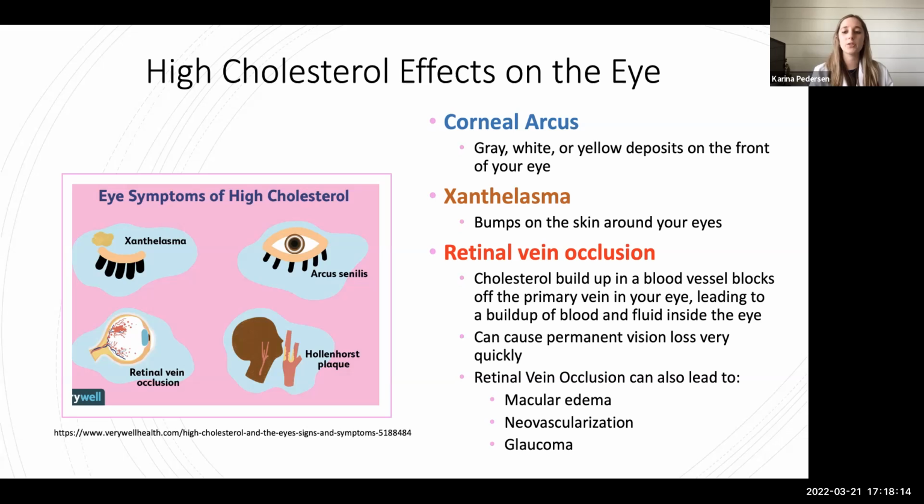And retinal vein occlusions can also lead to macular edema, which is fluid buildup underneath the area where you get your central vision. Neovascularization, which is the presence of new blood vessels that are often abnormal and can cause harm to your vision. And glaucoma, like we had mentioned earlier, which is a condition where you have high eye pressure.